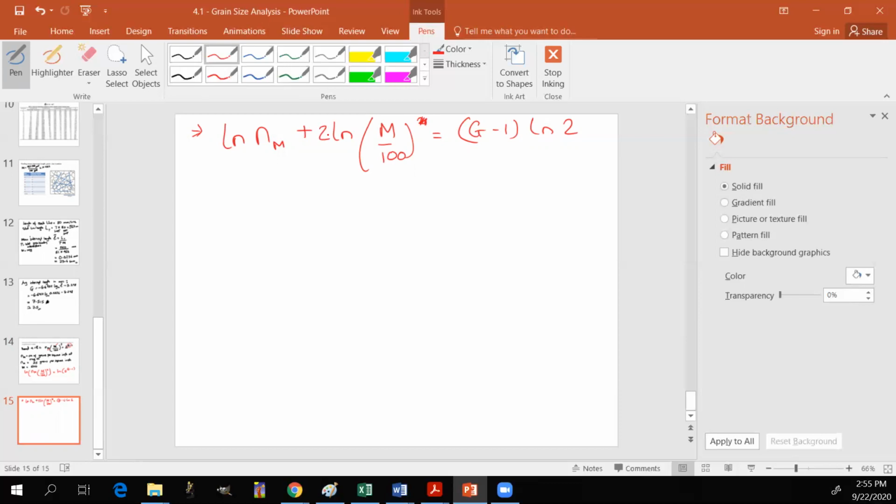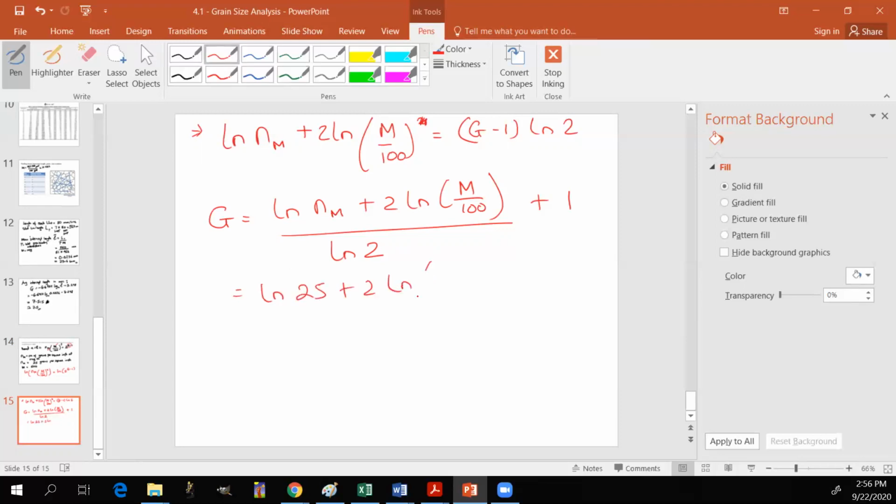So essentially, rearranging this, I see that my G is just going to equal what? It's going to equal ln of N_M plus 2 ln of M over 100 divided by ln of 2, plus 1. And plugging everything in, you get ln of N_M, which is 25, plus 2 times ln of 600 over 100, divided by ln 2, plus 1. You do the math on that, and your G just ends up being equal to 10.8.